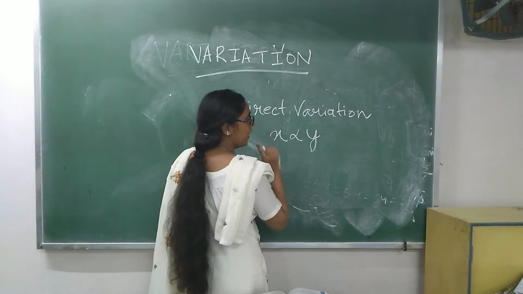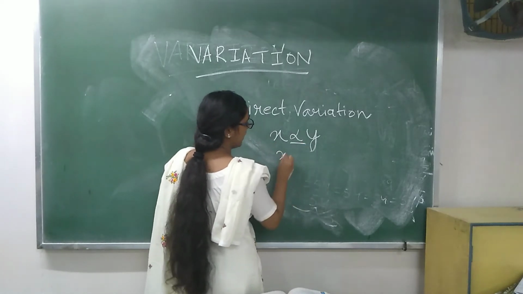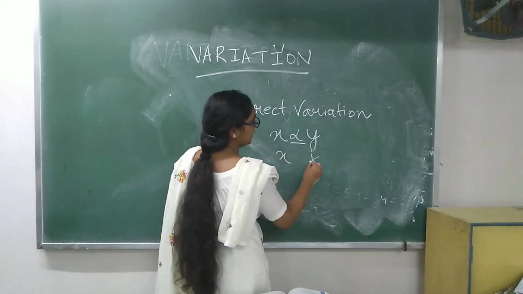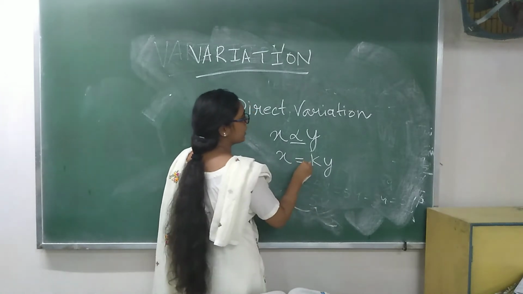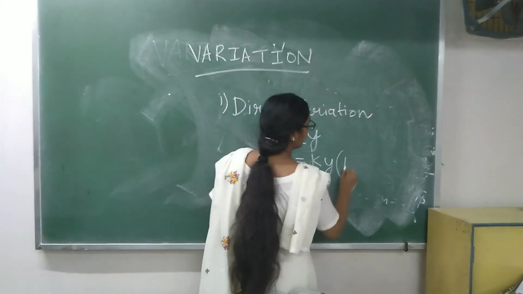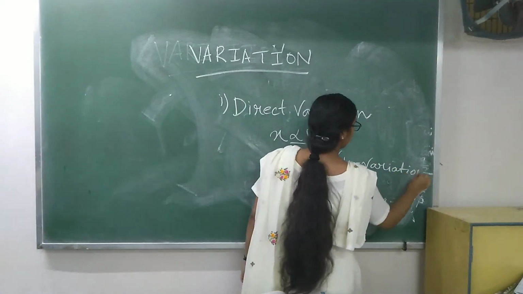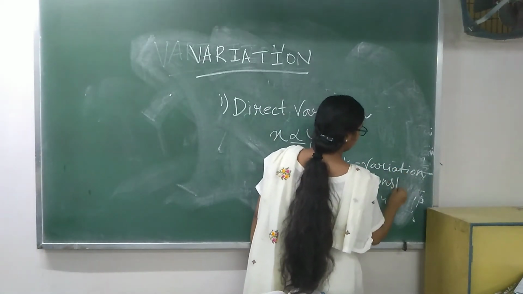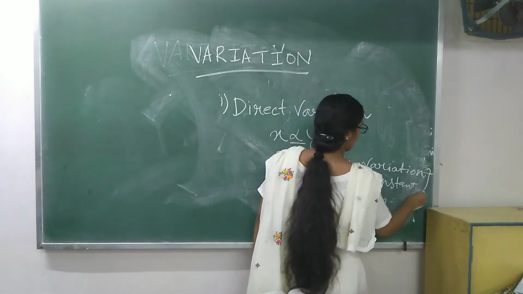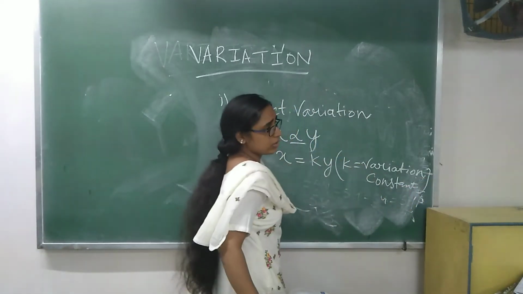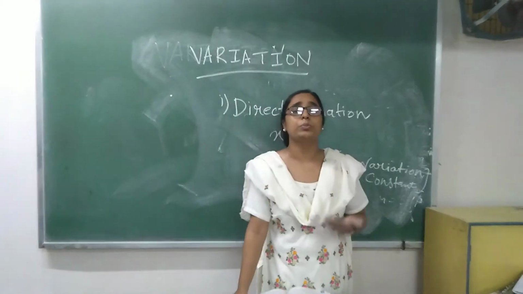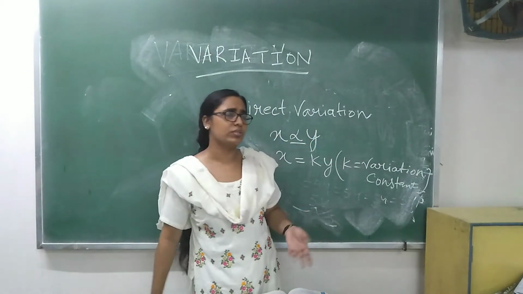x varies with y. To remove this variation sign, we give k, one constant term, and we put an equals sign, and k is known as the variation constant. Okay, k is known as the variation constant. Other names are also there: constant of proportionality, proportionality constant. You can learn any one of the names.